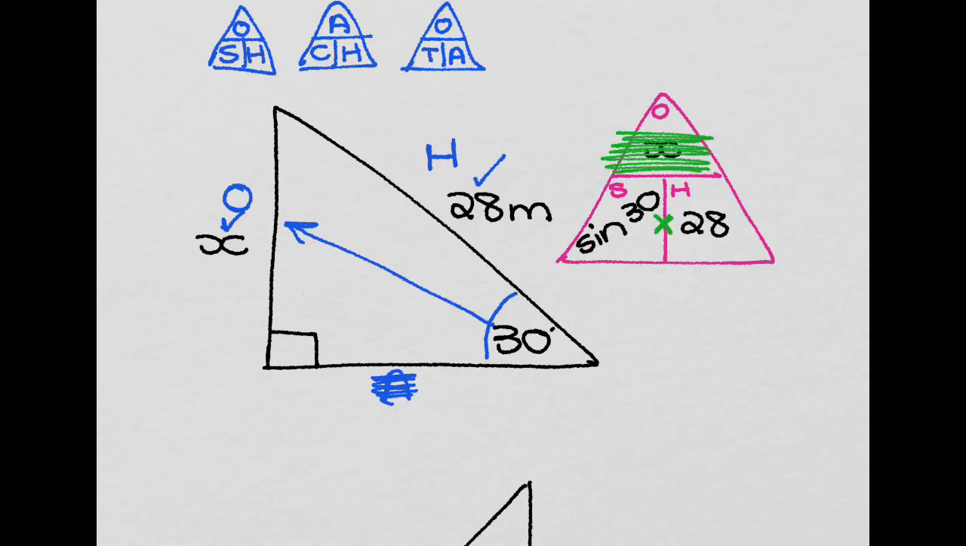So on your calculator, you're going to type sine 30. Your calculator most likely will open a bracket in front of the 30. You must remember to close it, otherwise you're going to get the wrong answer. So you're going to type into your calculator sine 30 times 28. And what you should get is 14. So what that means is that X is 14. Okay, make sure you've got that. We can move on to our next question.